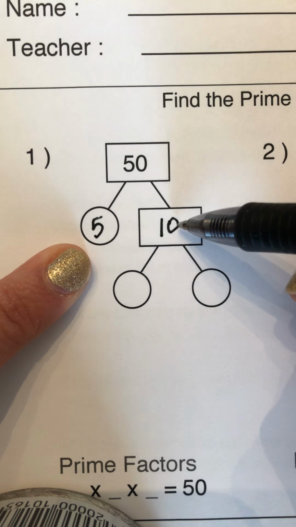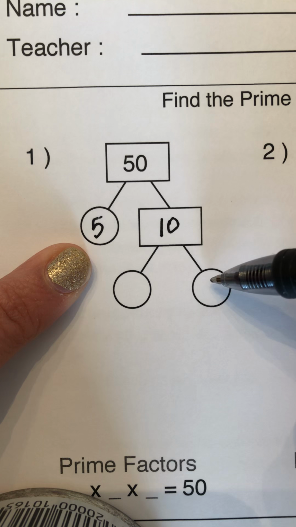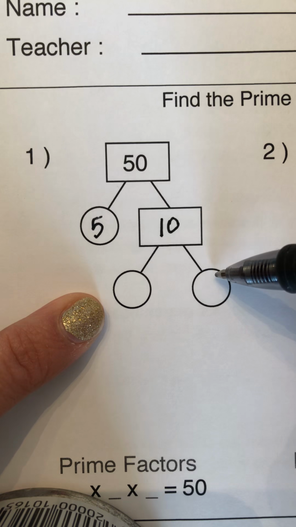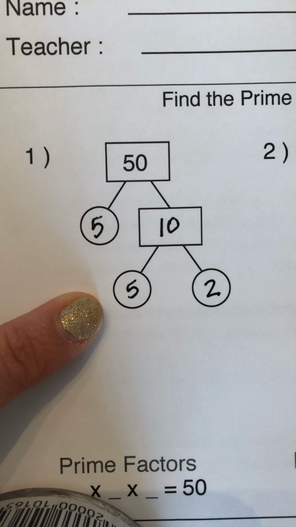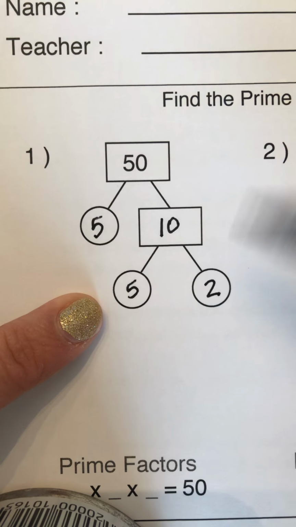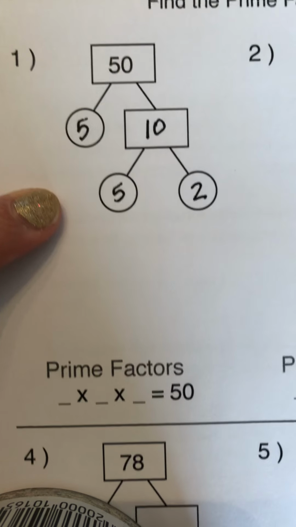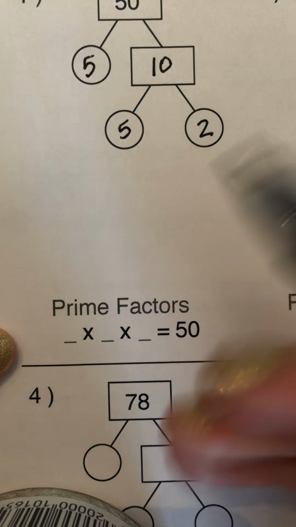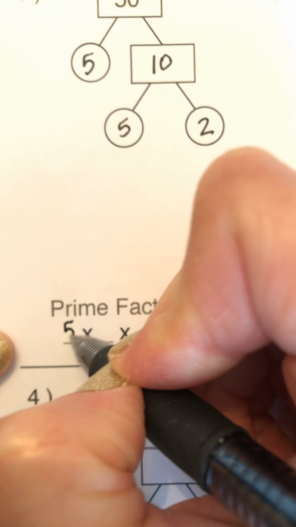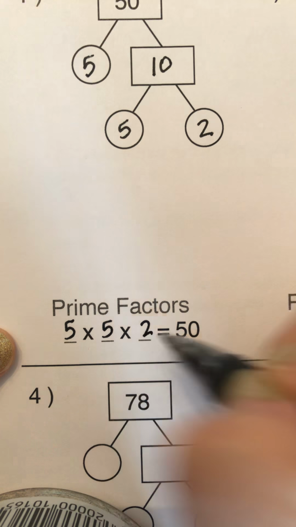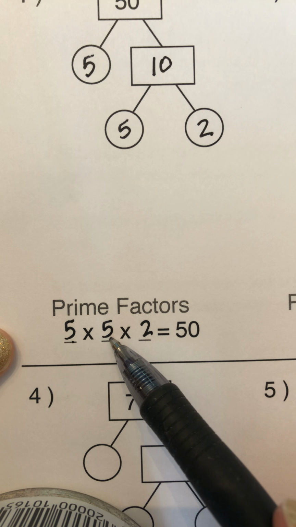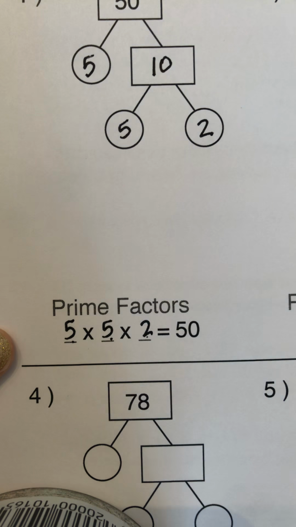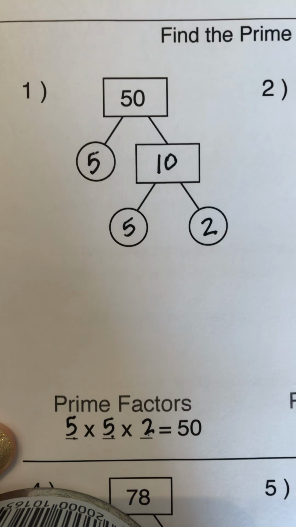And then we have to break 10 into two prime numbers. So what times what gives us 10? So we'd say 5 times 2. So now we have 5, 5, and 2. And when you go down here to the bottom, it's going to ask you for the prime factors. You're going to say 5 times 5 times 2. And if you want to work that out, you would say 5 times 5 is 25, times 2 would be 50. That's how you do your prime factorization factor trees.